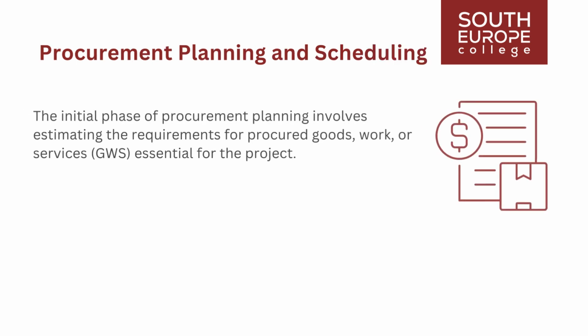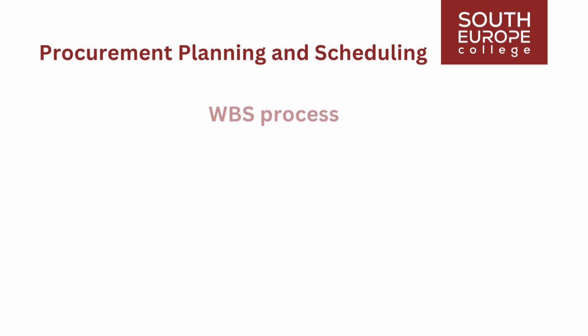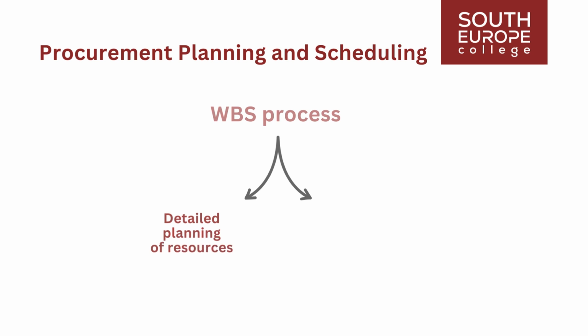The initial phase of procurement planning involves estimating the requirements for procured goods, work, or services, GWS, essential for the project. The WBS process involves identifying procured items, either through detailed planning of resources for specific work packages or by recognizing the necessity to outsource entire work packages. In the former scenario, managers for each work package identify materials or work that must be procured. In contrast, in the latter case, managers acknowledge that significant portions of the project need outsourcing.